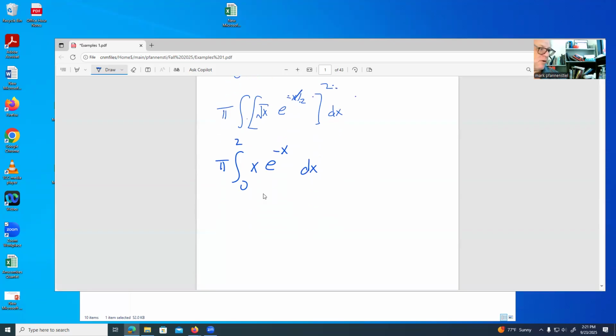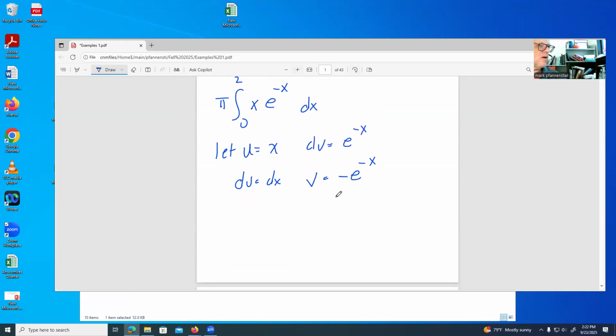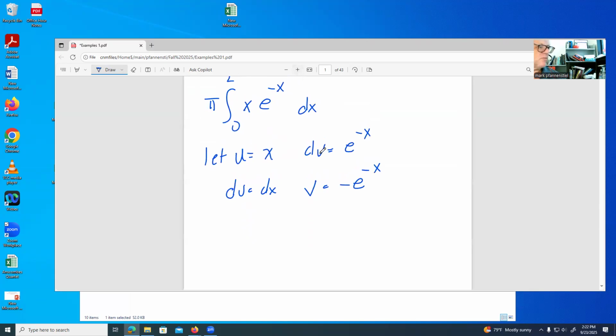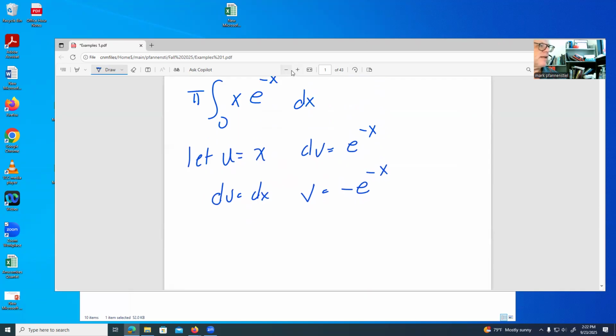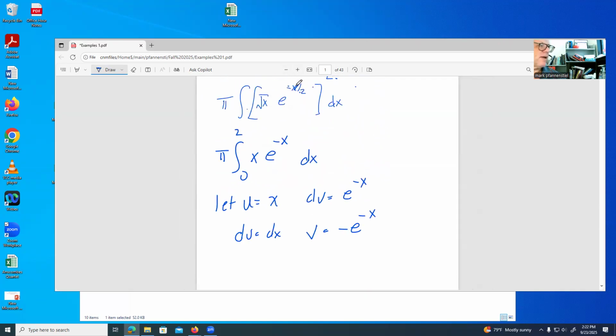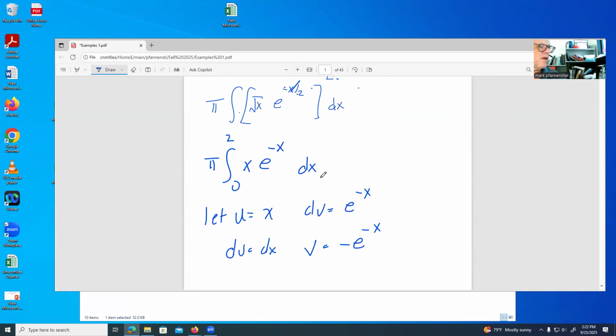So we need integration by parts. We're going to set u equal to x, and my du just equals dx. dv equals e to the negative x, v equals negative e to the negative x. And I think that's kind of what you guys wanted to have happen here anyway. Probably should have zoomed in a little bit so I'd have a wider screen, but there we go.